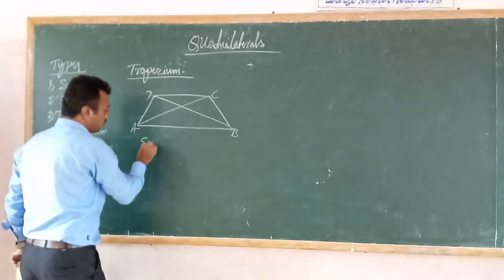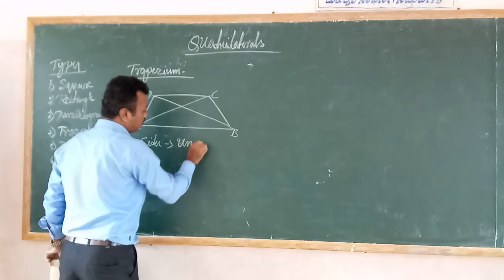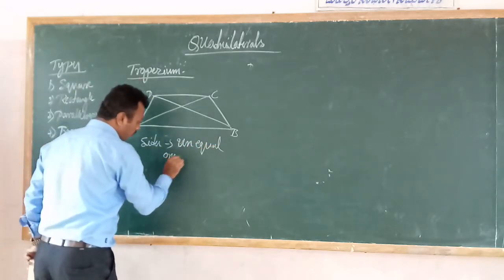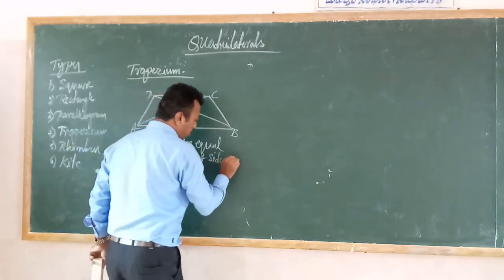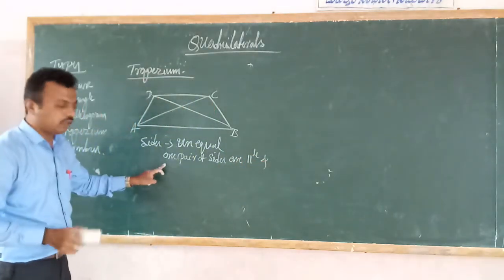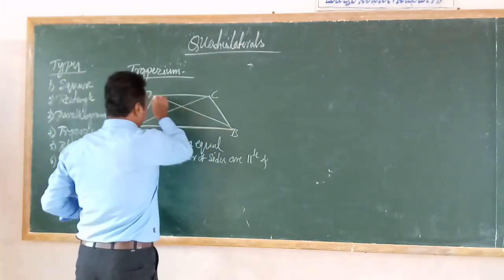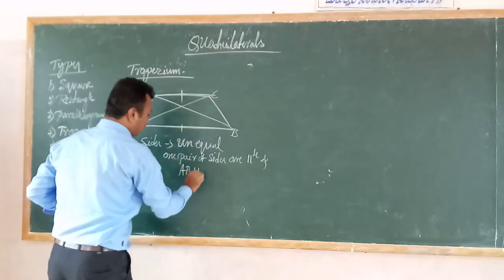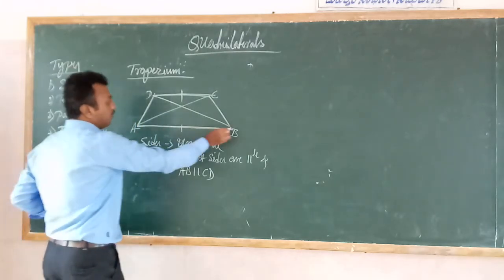First I will come to the sides. Sides are unequal, and one pair of sides is parallel. Any one pair of sides becomes parallel. See here, AB and CD, these two are parallel. AB is parallel to CD. The other pair is non-parallel. The other pair, AD and BC, are non-parallel.